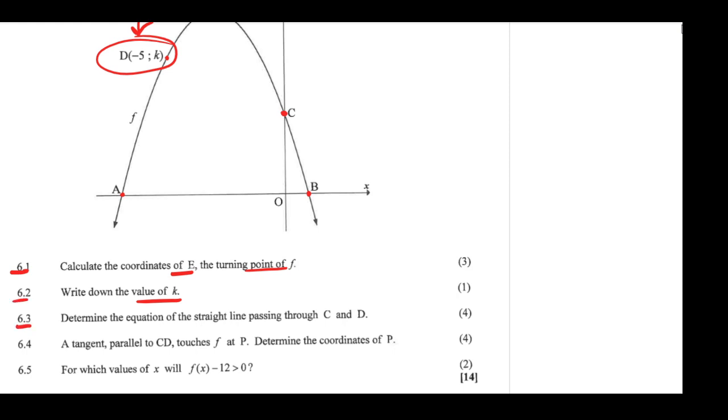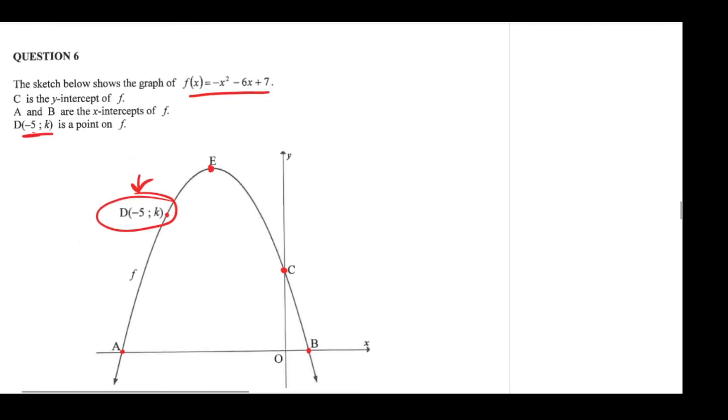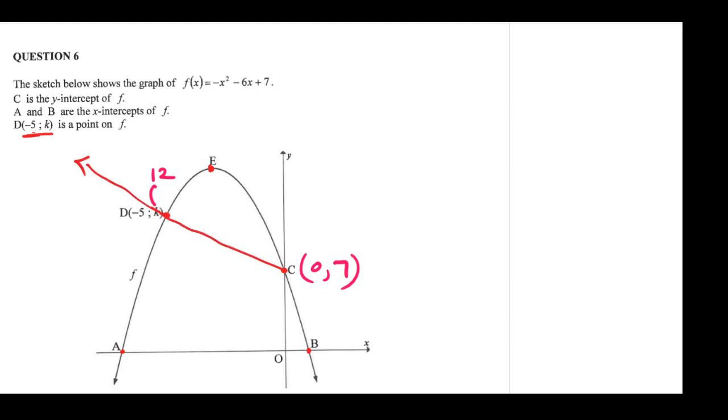You need to determine the equation of a straight line passing through C and D. Now we know our D from the previous question, we know that k is actually 12, and the coordinates of C are 0 and 7. We want to determine the straight line that passes through these two points. It moves like this, so it's a decreasing straight line, and we want to identify the equation of this straight line.